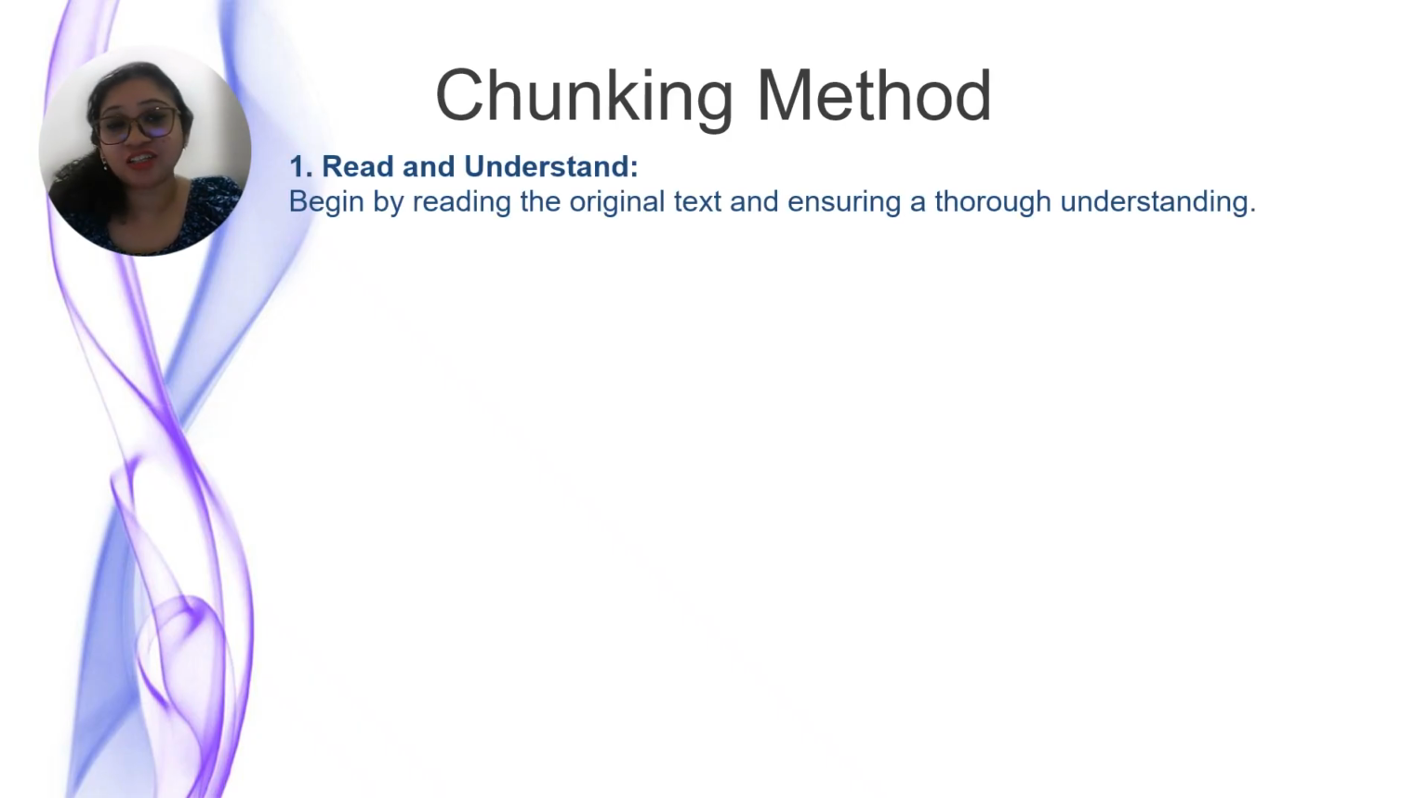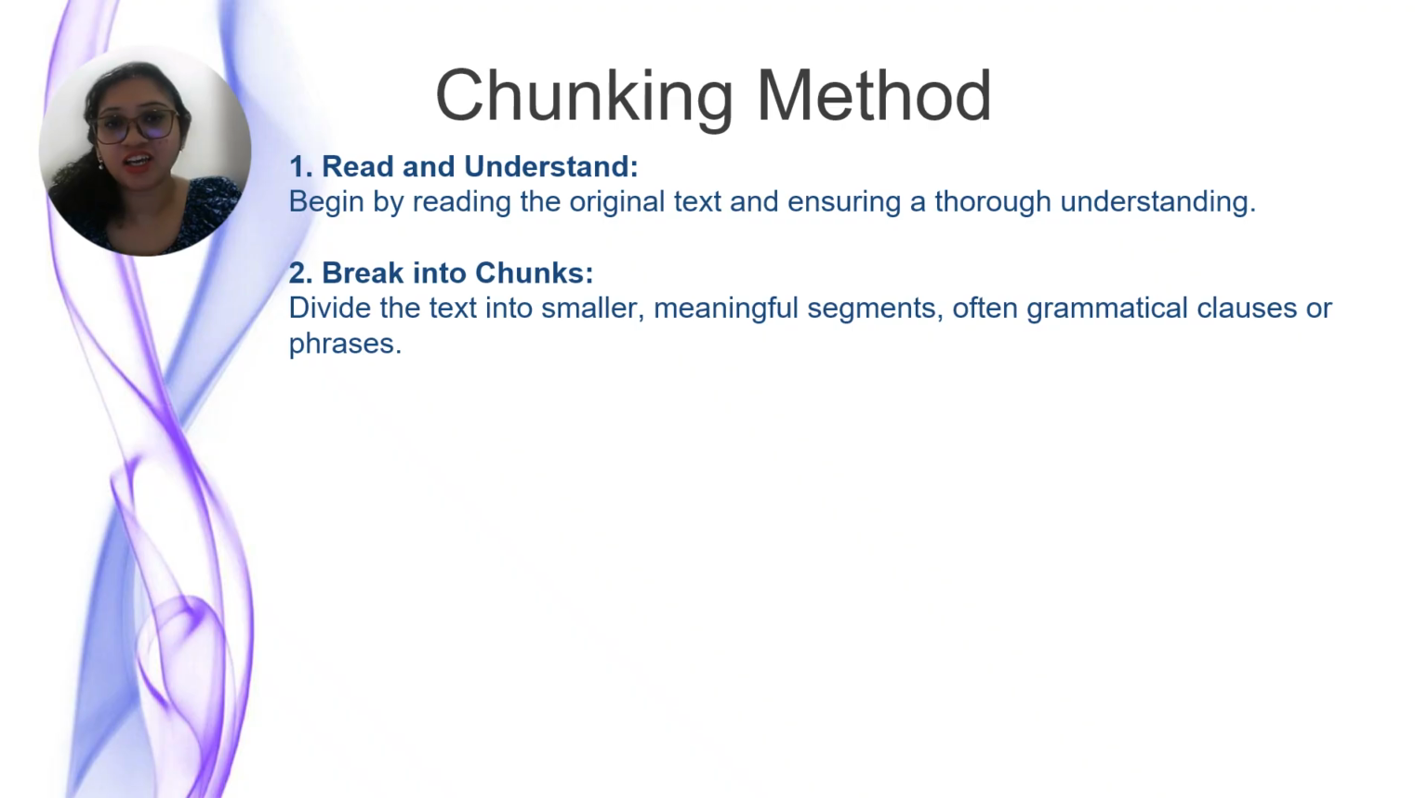So let's look at how to do the chunking method. The first step is to definitely read and understand the text. You can begin by reading the original text and ensuring a thorough understanding. Then you start to break the text into chunks. Divide the text into smaller, meaningful segments, often grammatical clauses or phrases.